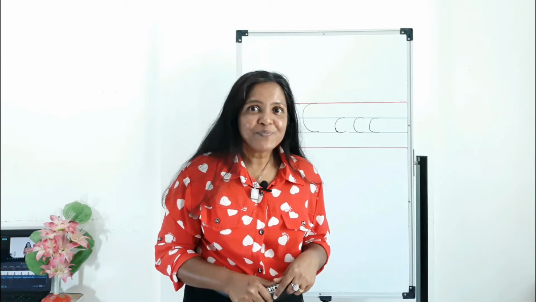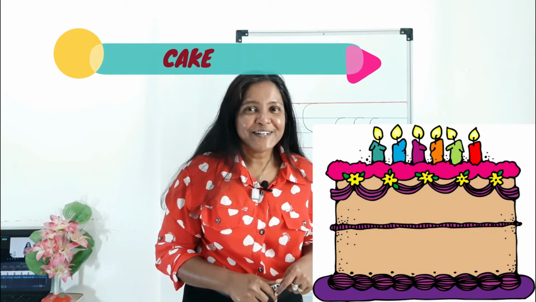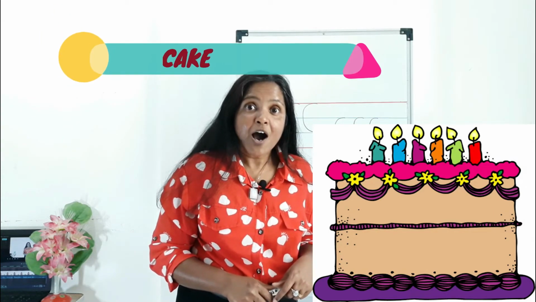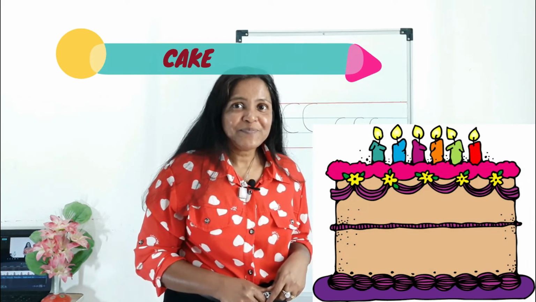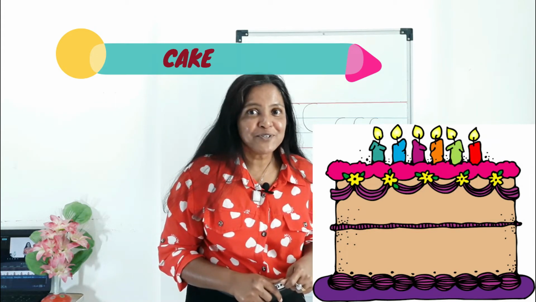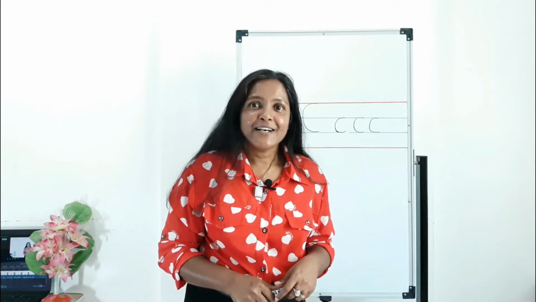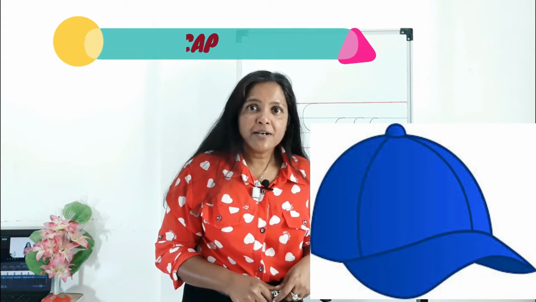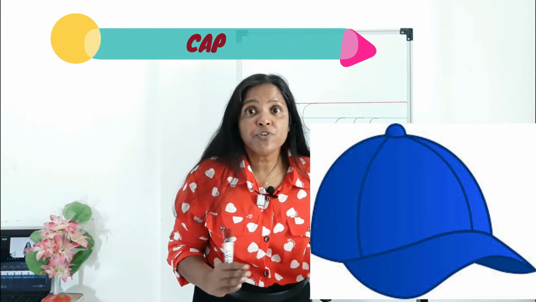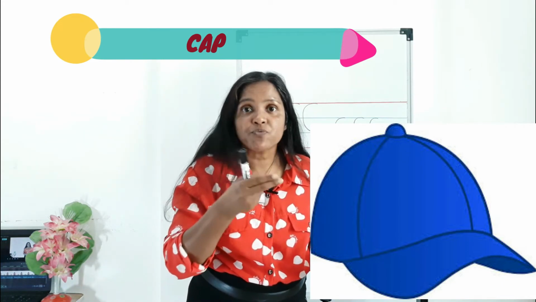Number 4, cake. You all love to eat cakes, isn't it? It's made with flour, butter and eggs. Does your mama make cakes? When your birthday comes, you can cut a cake, isn't it? Yes. Number 5, cap. It's a form of headgear. You can see different colors and different types of caps. It protects our head and eyes from the sunlight.